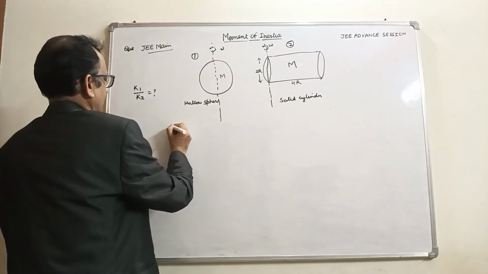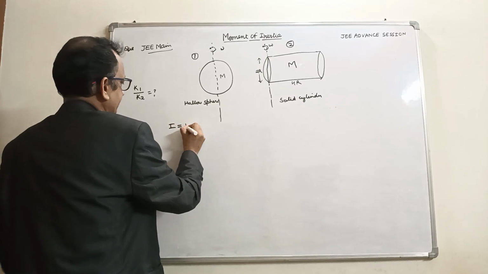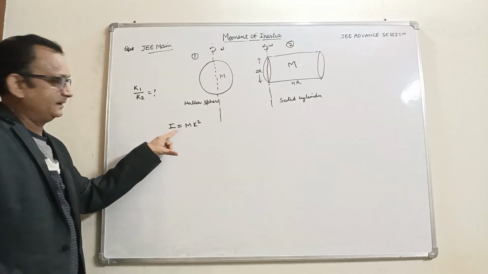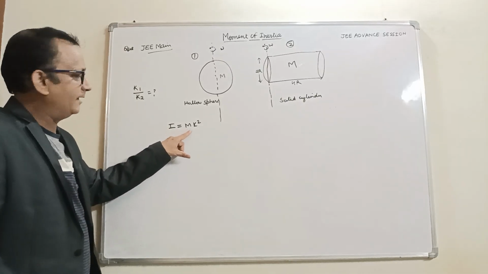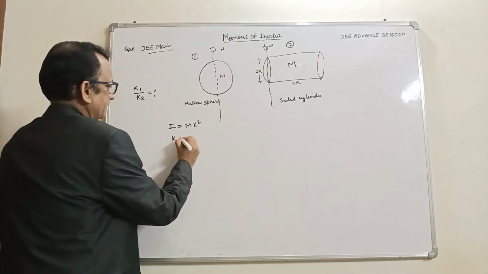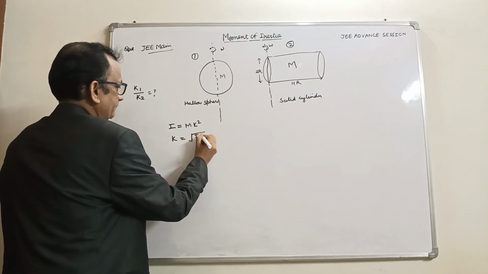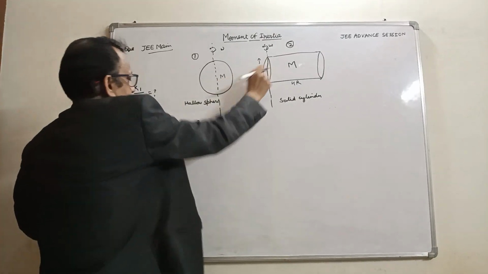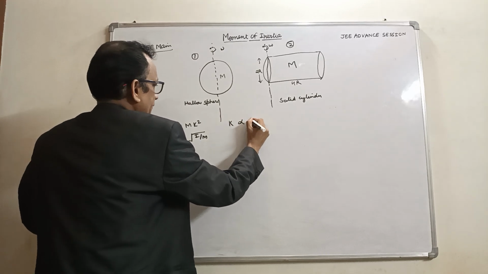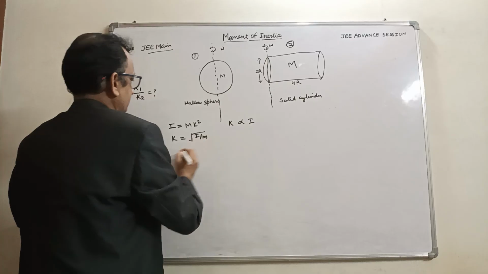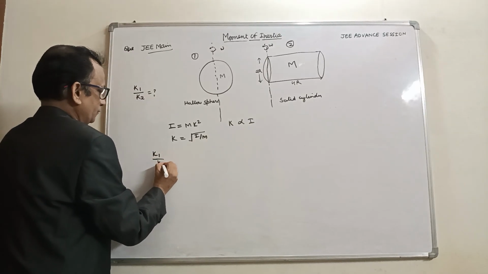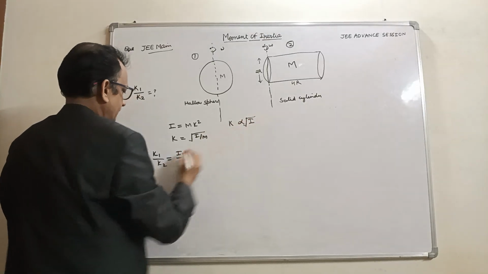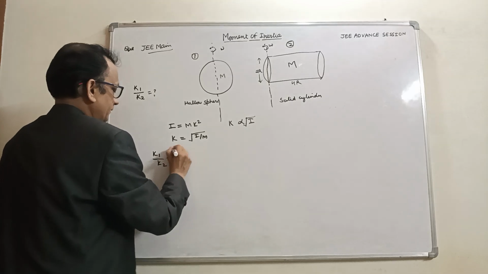So here we have to find the ratio of radius of gyration. So we know moment of inertia is m k square. K is radius of gyration. So k would be under root I by m. Since the mass for both cases are same, so we write here k is proportional to root I. So here we write k1 upon k2 is equal to root of I1 upon I2.